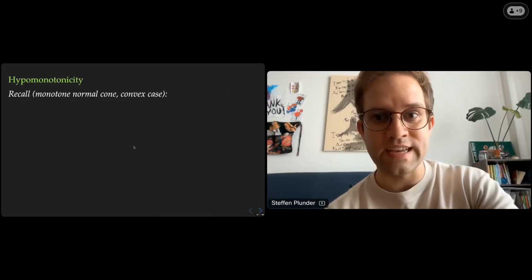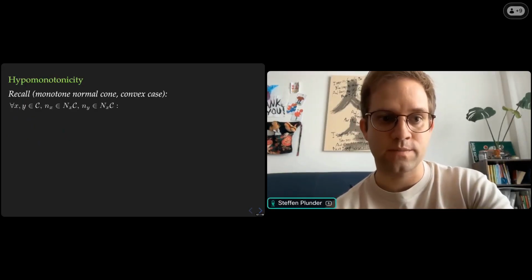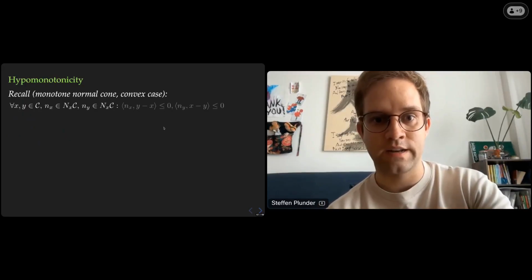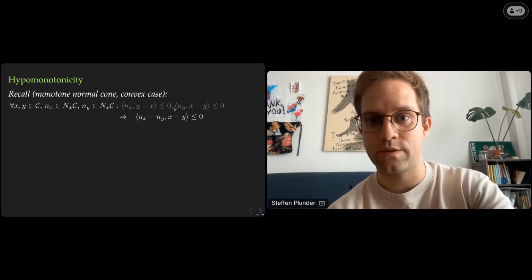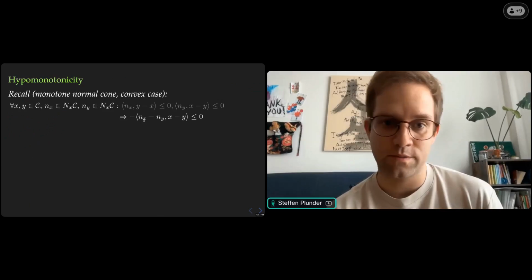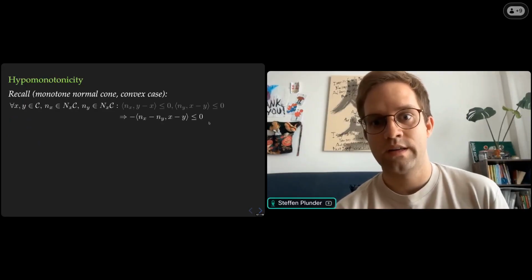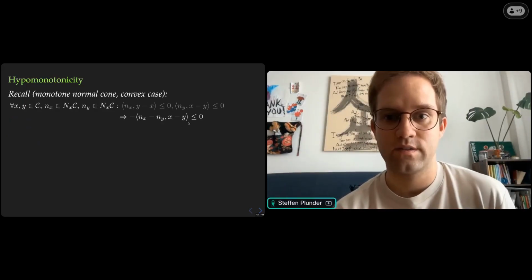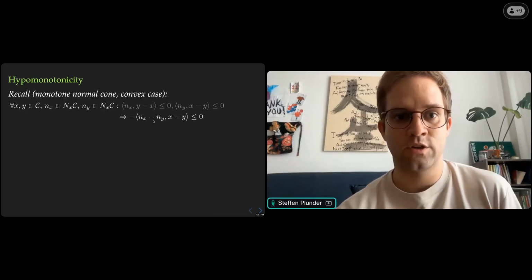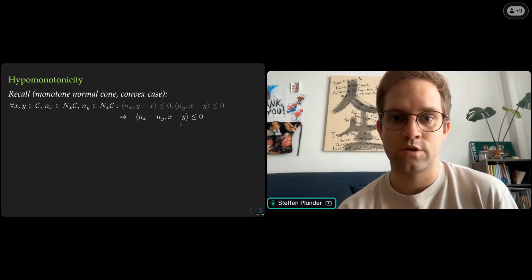So there's a very easy computation one can do in a convex case. If I take 2 points from my set and 2 normal vectors, then these scalar products are non-positive, and then I can subtract these two from each other, and then I can get the scalar product of the normal vector from my one normal cone minus the normal vector from the other normal cone. Written as it is here, this is non-positive. This is called a monotone map. So the convex normal cone, x mapping onto its normal cone, is called a monotone map because of this property.